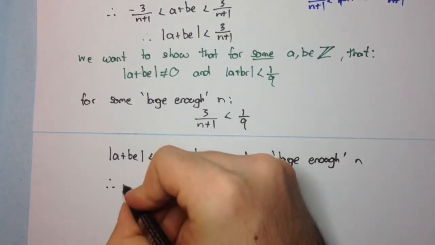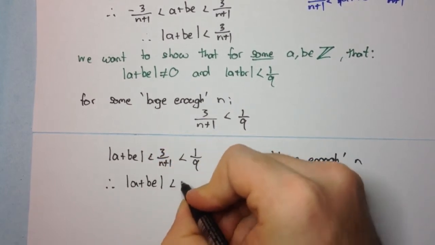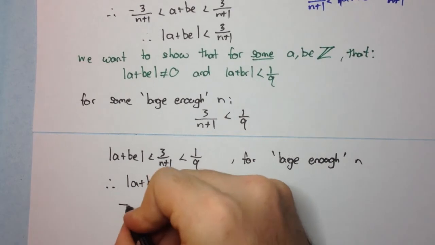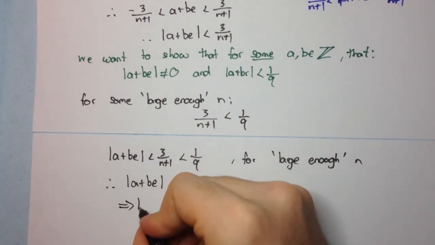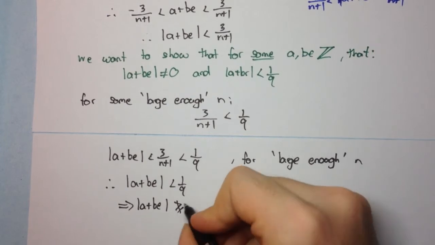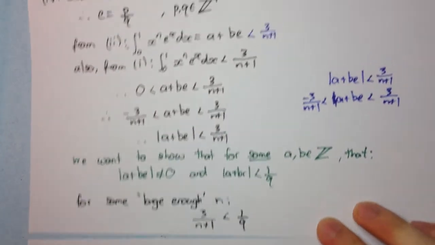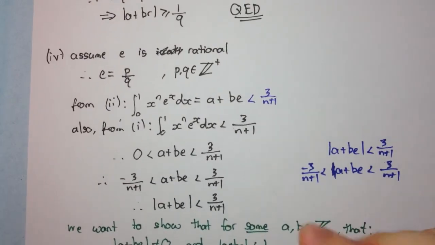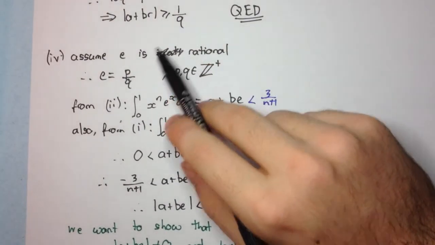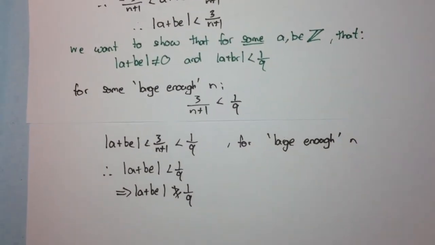So therefore, we have that the absolute value of a plus b e is less than 1 over q. So if it's less than 1 over q, we have that it's not greater than or equal to 1 over q. Okay, so we've shown one of these cases to not be true. We've shown this to not be true. Okay, how can we show that it's not 0 now?